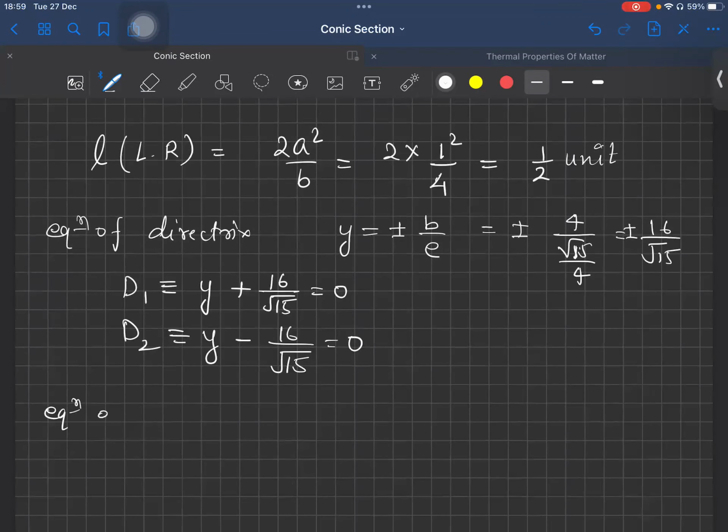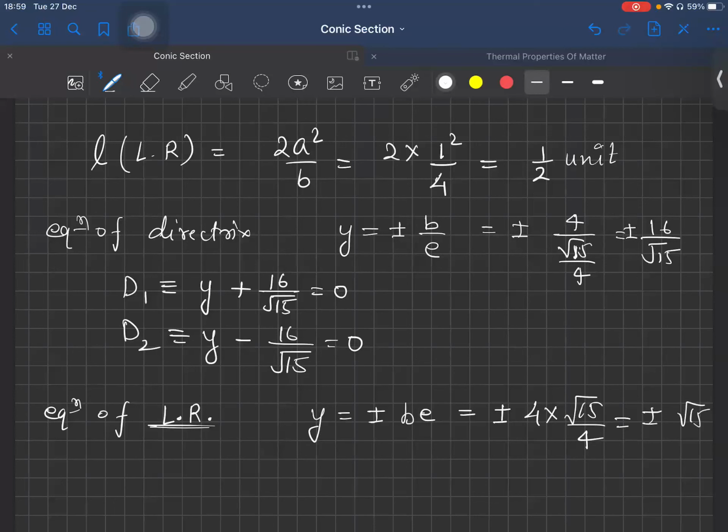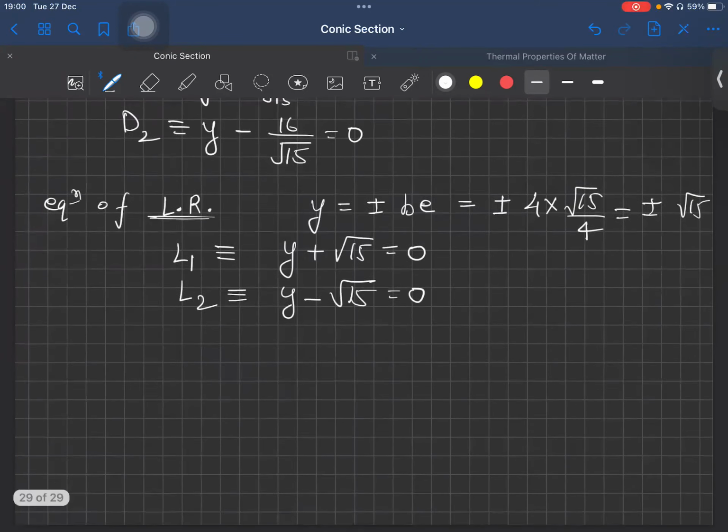Also the equation of latus rectum. How do you find the equation of latus rectum? It is y is equal to plus or minus b times e, that is plus or minus 4 times root 15 upon 4, that is plus or minus root 15. So L1, let's say latus rectum 1, is y plus root 15 is equal to 0, and L2 is y minus root 15 is equal to 0. So these are the quantities we needed to find out. Understood?